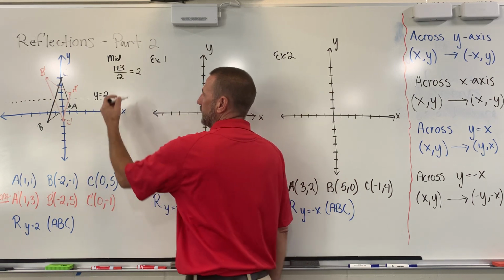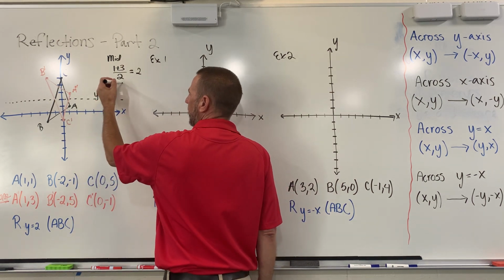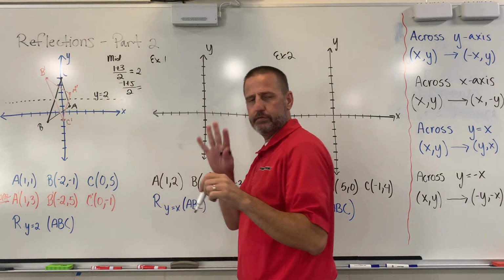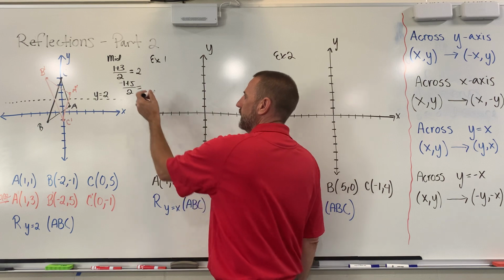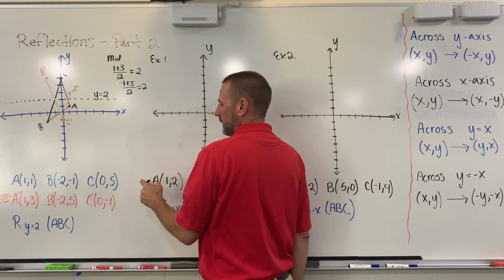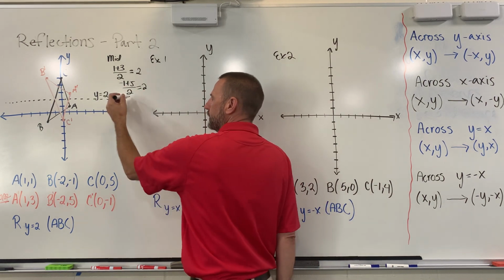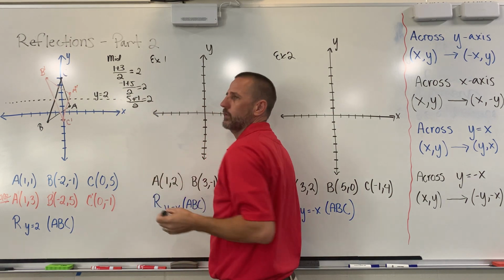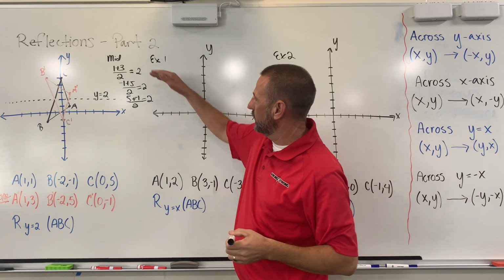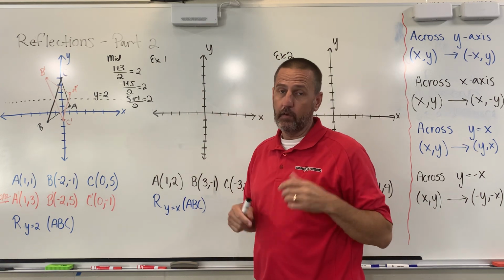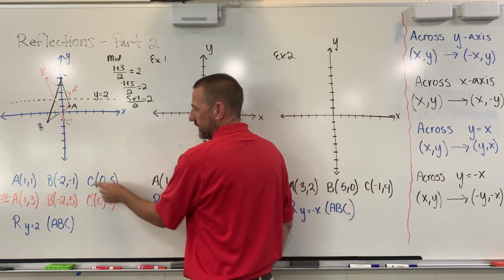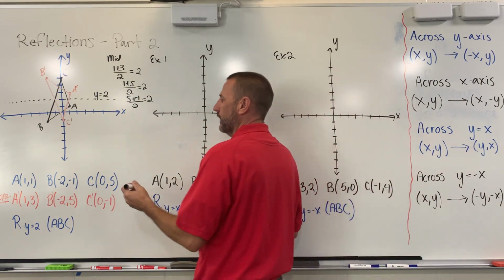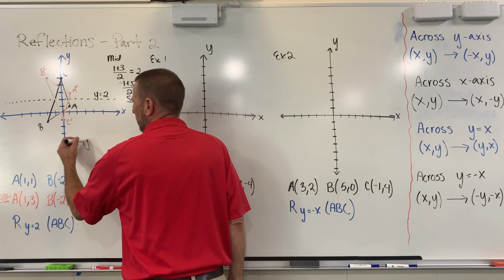Let's try that with B. -1 + 5 divided by 2. -1 + 5 is 4, and divided by 2 is 2 again. Do that one more time. 5 plus -1 divided by 2 is 2. So that tells me it must be y, because that's what's changing, y equals 2. So I know the line of reflection is y equals 2.